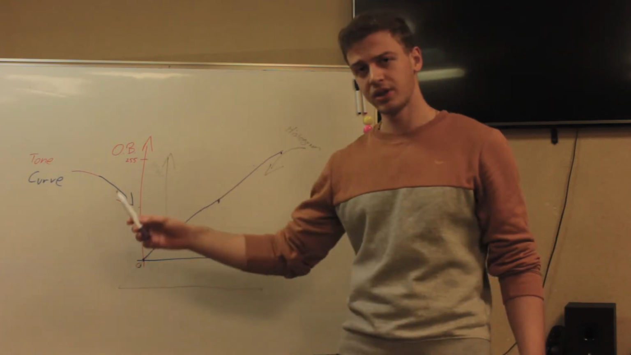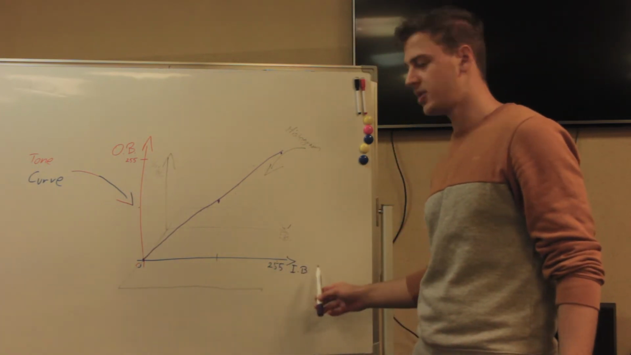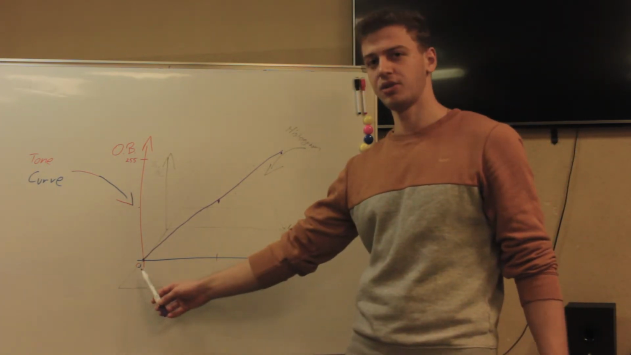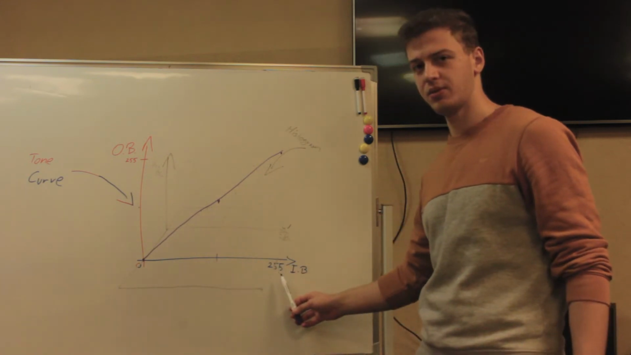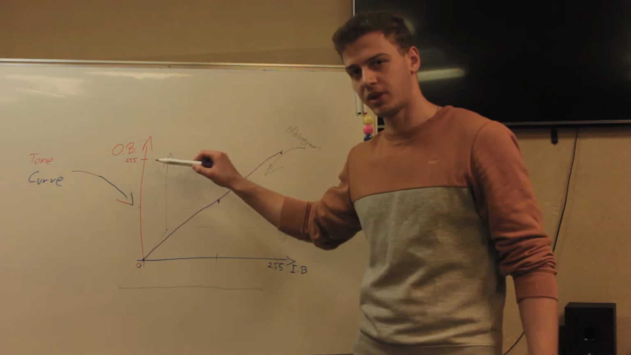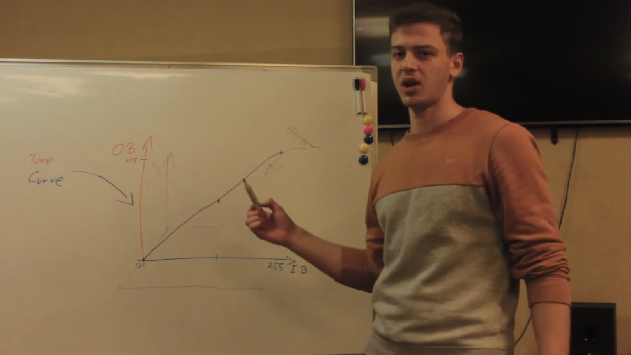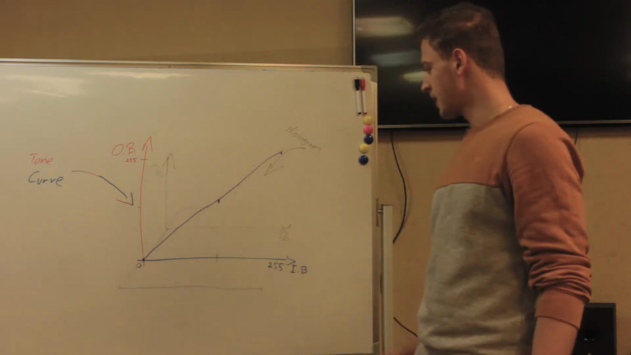But with the tone curve, the horizontal axis has the input brightness of each pixel, which starts from 0, like no brightness at all, until 255, which is the maximum brightness. And on the vertical axis then we have the output brightness, like the brightness that the pixel will have after we have adjusted it.